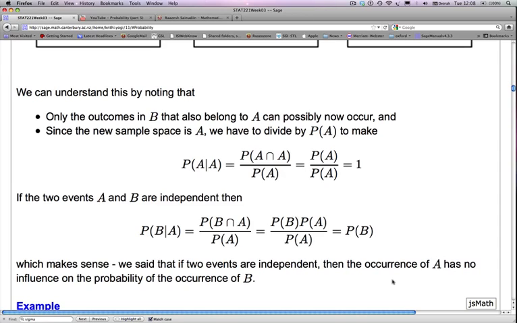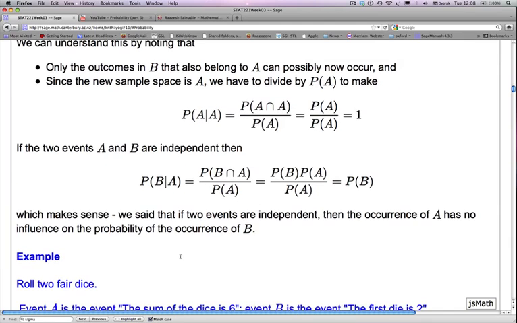So if the two events A and B are independent, then the probability of B given A is simply the probability of B intersect A divided by the probability of A. Due to independence, the numerator just breaks into the product: the probability of B intersect A, given A and B are independent, is simply the probability of B multiplied by the probability of A. Now the probabilities of A cancel upstairs and downstairs, giving us the probability of B, which really makes sense, because all that says is the probability of B given A is simply the probability of B when A and B are independent. So that means the occurrence of A has no influence on the probability of the occurrence of B, because A and B are independent in that case.